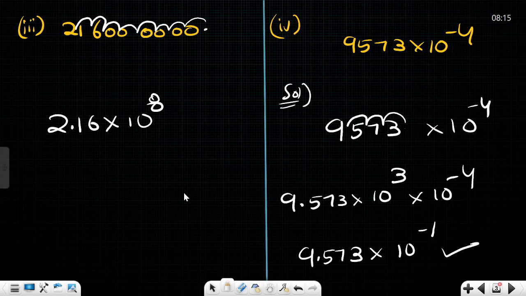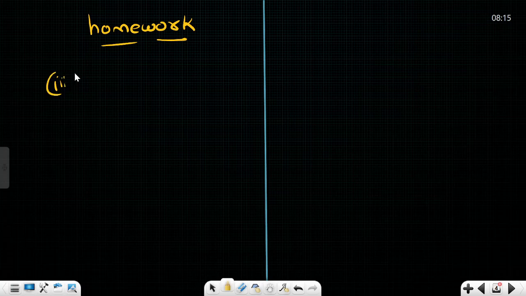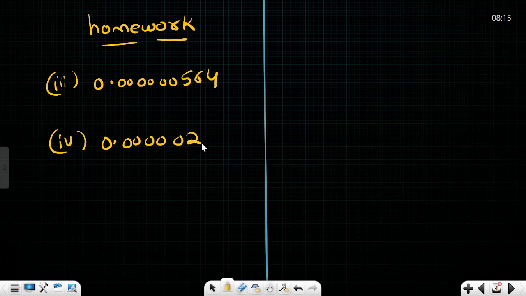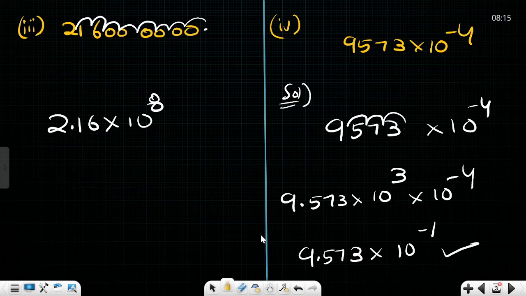Is that clear? So now I am going to give you some homework. In the homework you are going to do the third question of the first bit, that is 0.000000564. Fourth question, 0.0000021. Fifth one we have done. Sixth question, 0.0000529 into 10 power 4. These are the 3 questions. You can do them as homework.